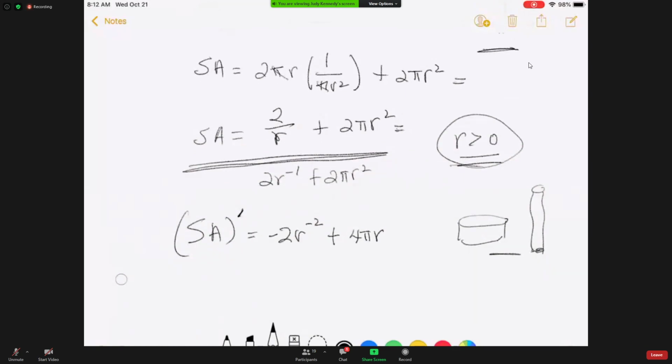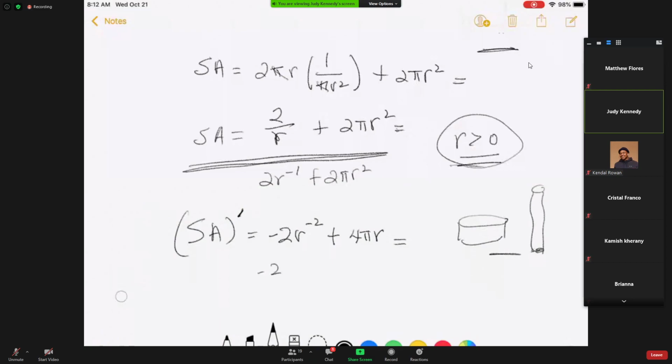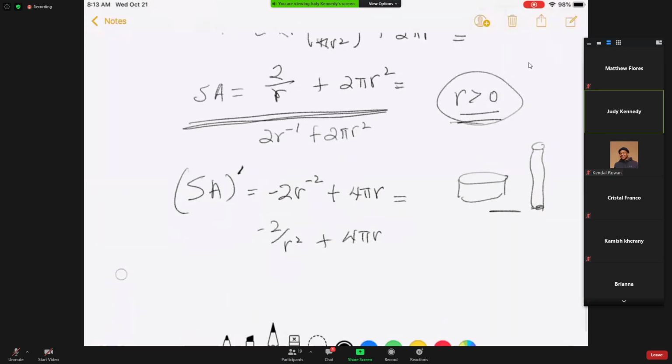So that's equal to minus 2 over r squared plus 4 pi r. And I want to set that equal to 0. Having it written as a product, or in this case as a fraction, will be easier. I'm going to get a common denominator here, and that would be r squared. So it'd be minus 2 plus 4 pi r times r squared, all over r squared.